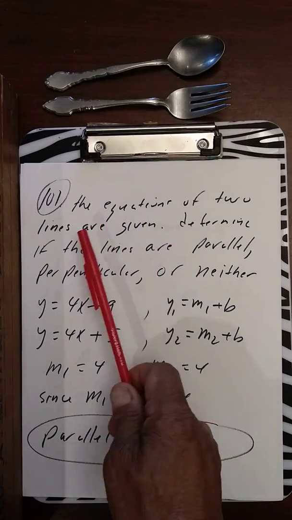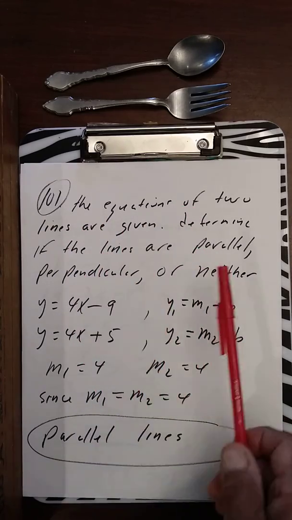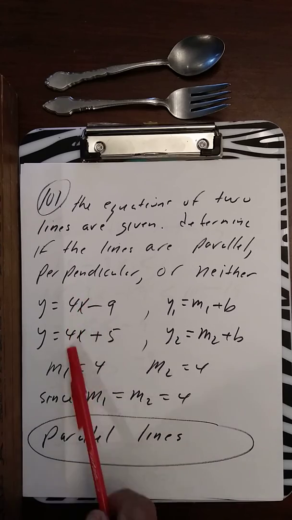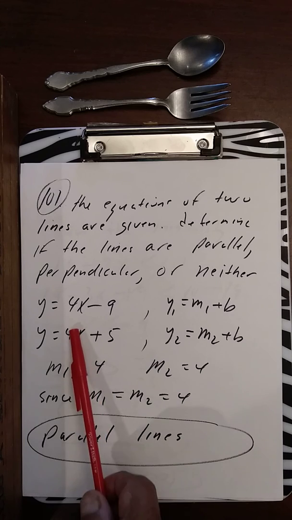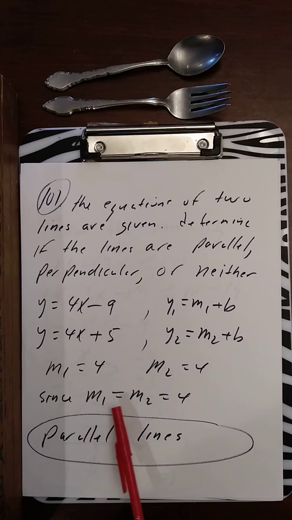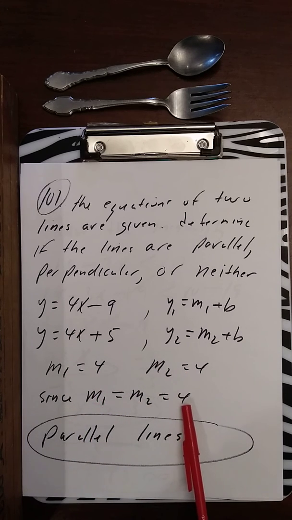Two lines are given; determine if the lines are parallel, perpendicular, or neither. Alright, there are the equations, there's a slope, there's a slope. From this we know the slope is 4. From this we know the slope is 4. So the slope is the same as the other slope, and they're all equal to 4. Then these lines are parallel lines.